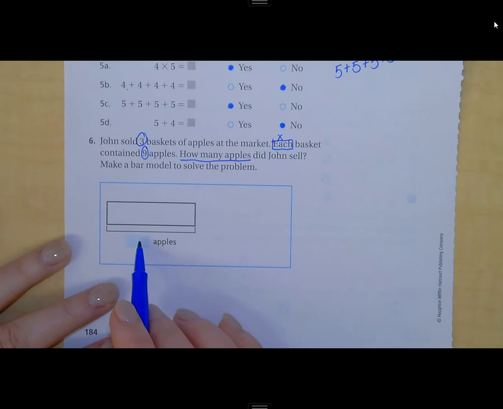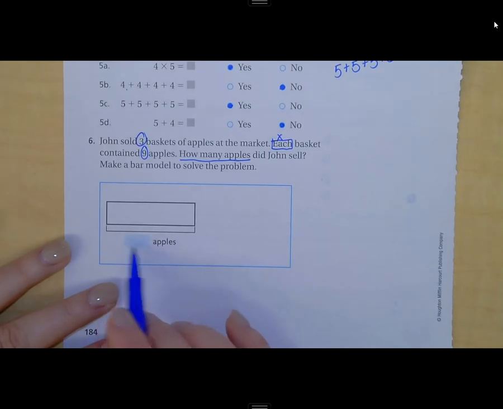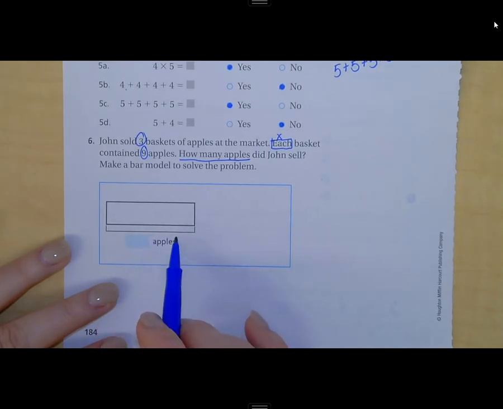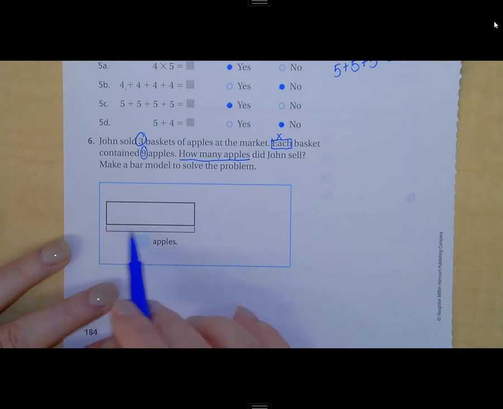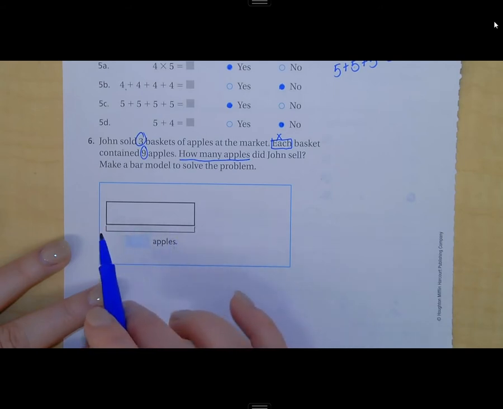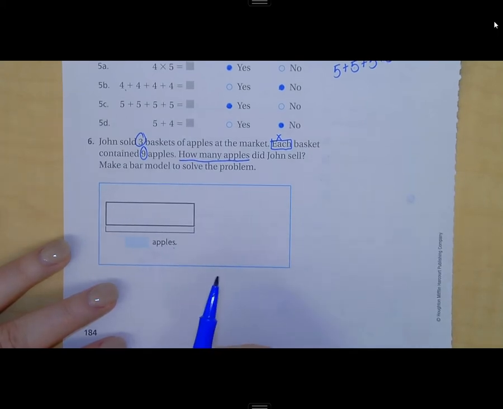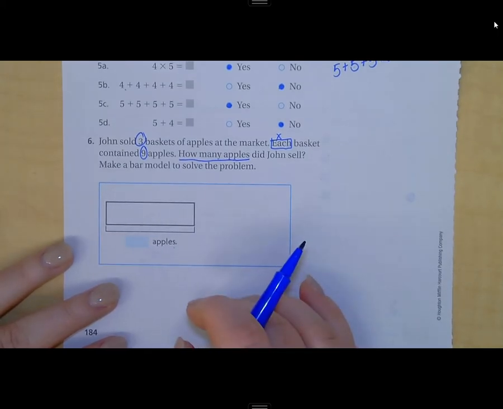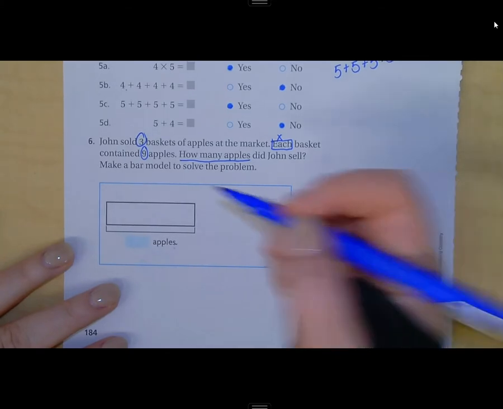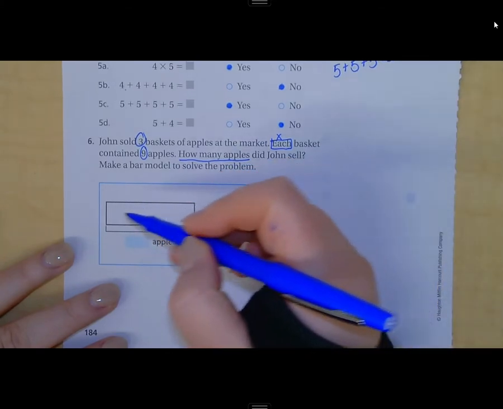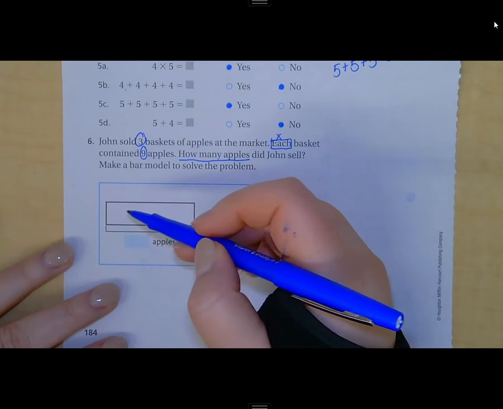So down here I have the blue box and then apples. That's showing me that I don't know how many total apples. So this represents the total amount of apples, right? So how many baskets did John sell? Okay, well, he sold 3. So I need to make sure my bar is in 3 groups.